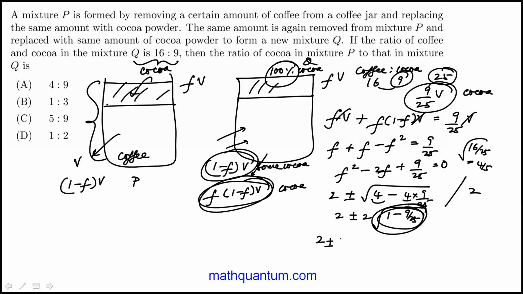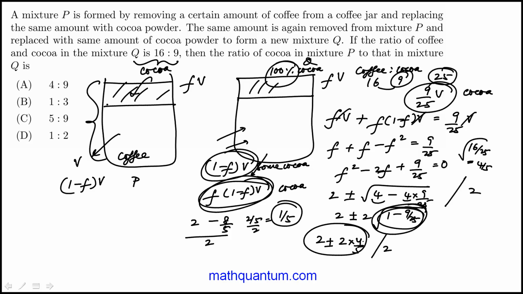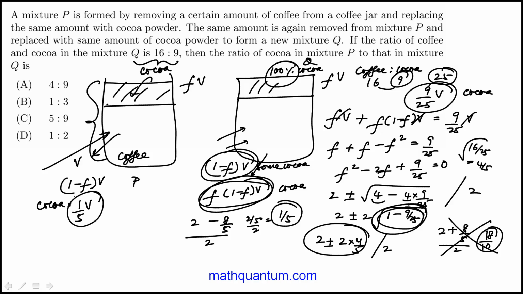So this whole thing becomes 2 plus or minus 4/5, and then I have to make sure I divide the whole thing by 2. So I have two possibilities: 2 minus 8/5 over 2, which is 2/5 over 2, which is 1/5. And you'll see the plus gives you a value that's greater than 1, 18/5 over 2, 18 over 10. Because F has to be a number less than 1, we ignore that one. F is 1/5. So that means that the amount of cocoa here is 1/5 of the total volume.